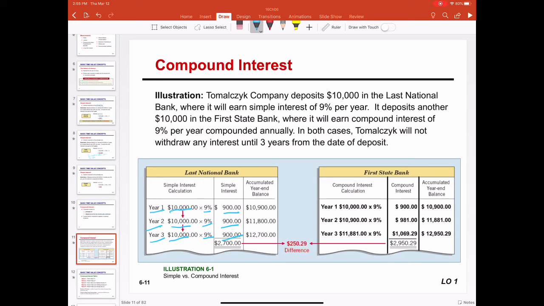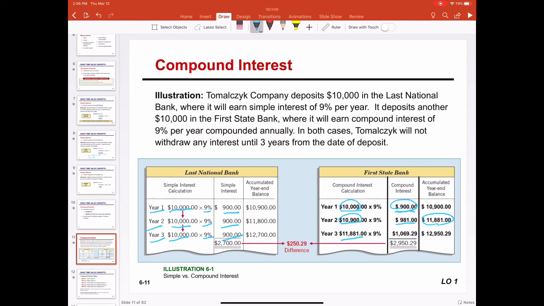But for compound interest, what we find is the first year is the same. Why? Because the principal is the same. But the second year is different because the second year's principal is the first year's principal plus the interest earned. So now the principal is 10,900. This will increase the interest of the second year. The second year's interest is 981. So the total value after the second year is 11,881. This will become the principal of the third year.